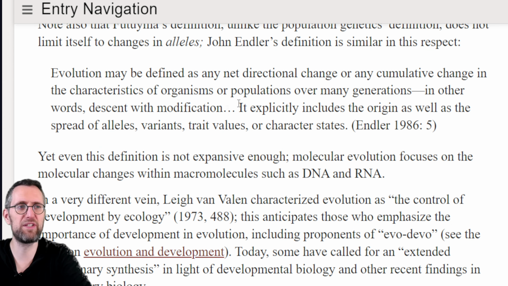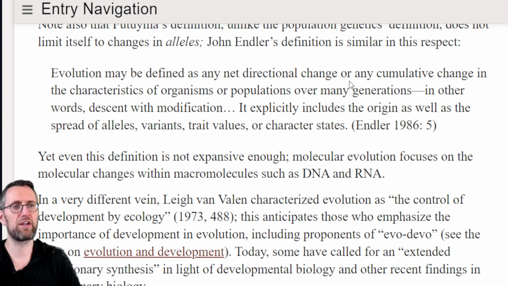So evolution may be defined as any net directional change or any cumulative change in the characteristics of organisms or populations over many generations. In other words, descent with modification. So that was the term that Darwin used, right? It explicitly includes the origin as well as the spread of alleles, variants, trait values, or character states.